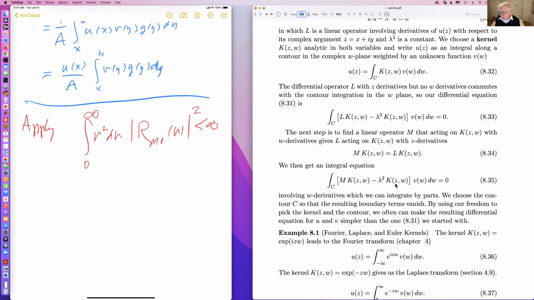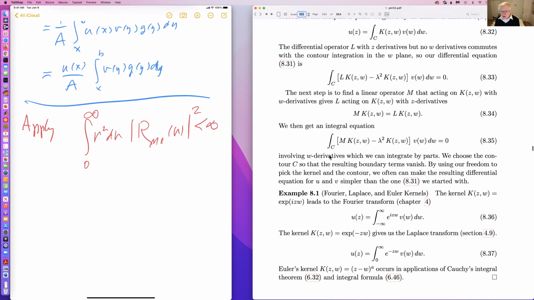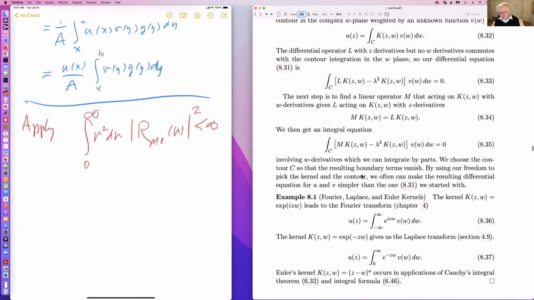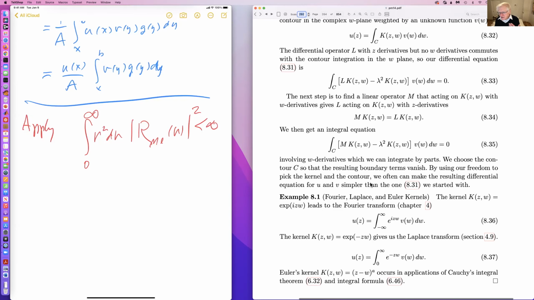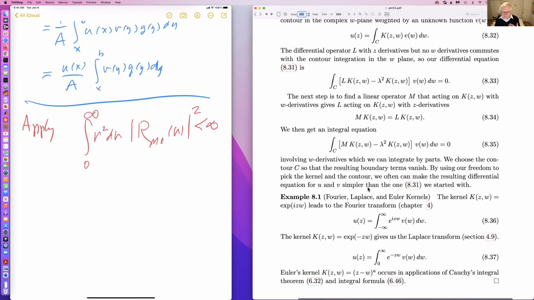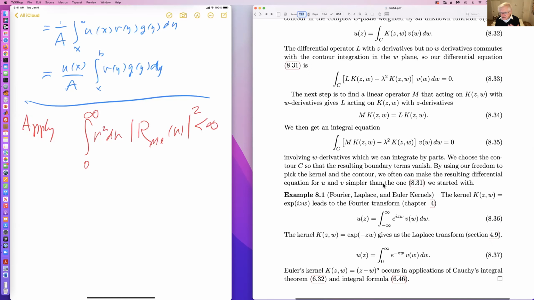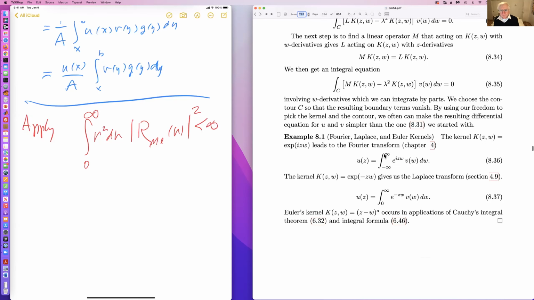And you can integrate that by parts. Then you choose the contour so the boundary terms vanish. And then by using the freedom to pick the kernel and the contour, the differential equation for V, and therefore the answer for U, are simpler than the ones we started with.